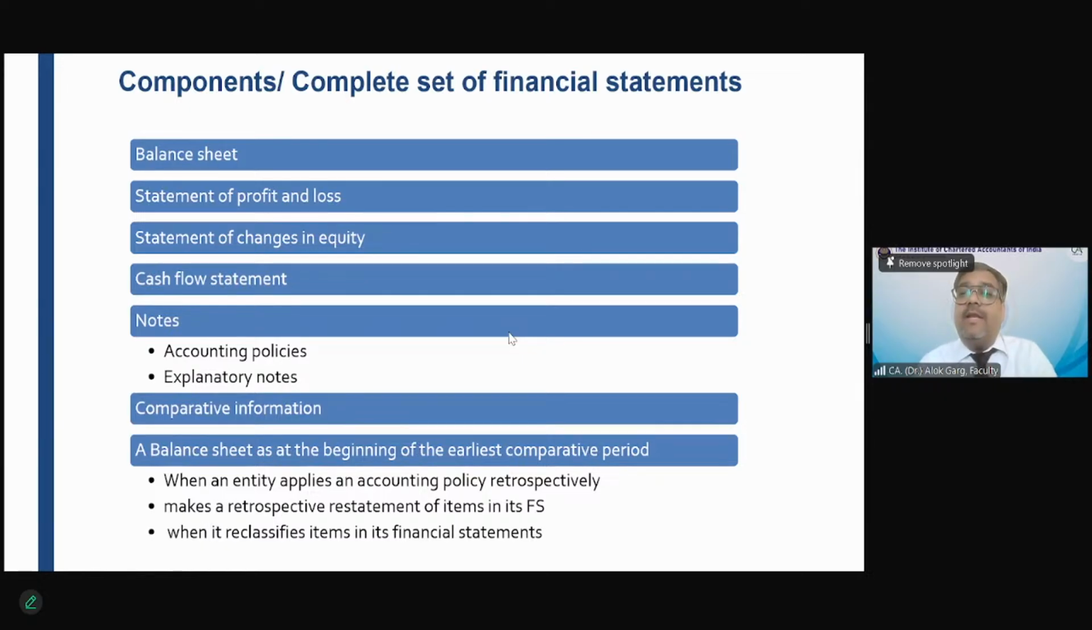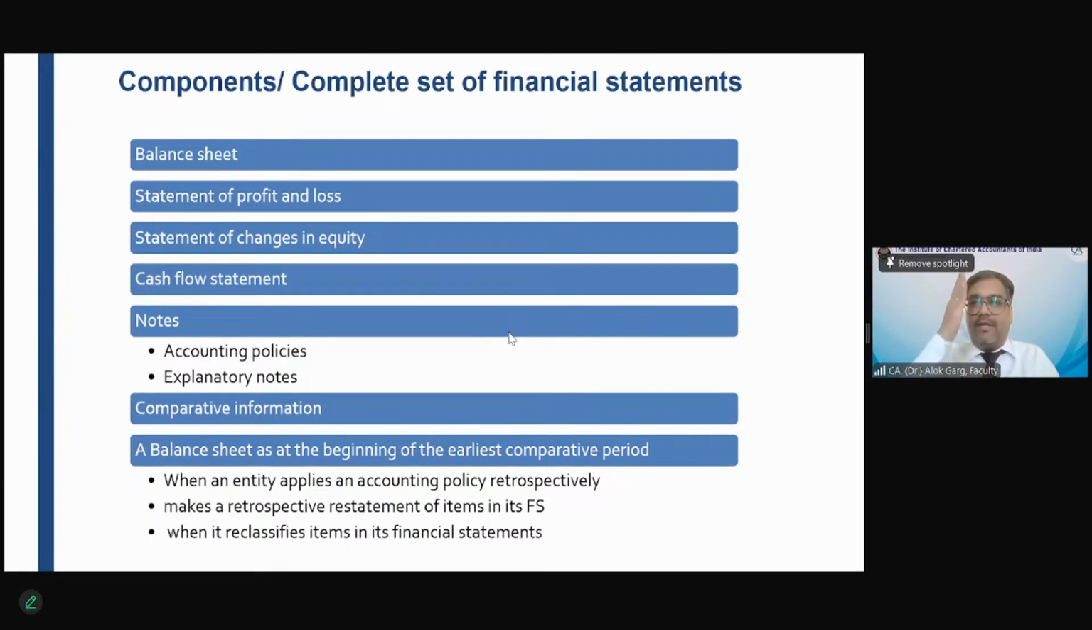What is the opening date of the comparative year? 1st April 23. So you will require 3 balance sheets: 31st March 25, 31st March 24 and 1st April 23. In 1st April 23, you have to take the impact of the error from the date of the error up to 31st March 2023, which will be the corrected opening balance on 1st April 23.